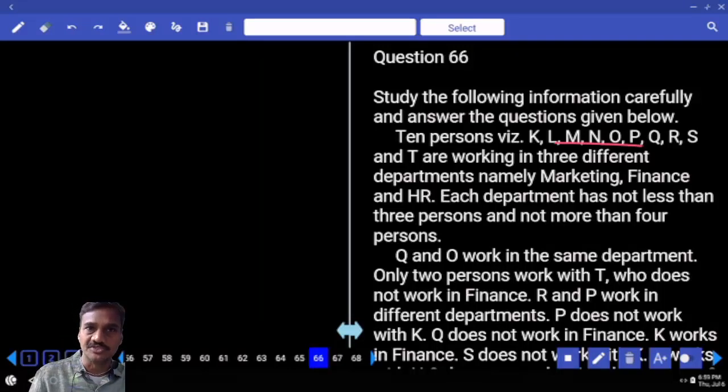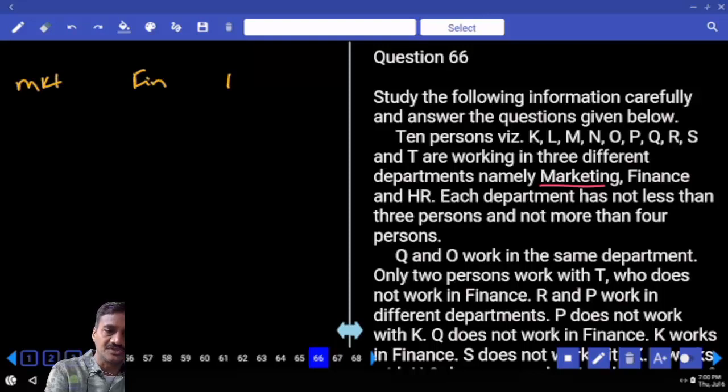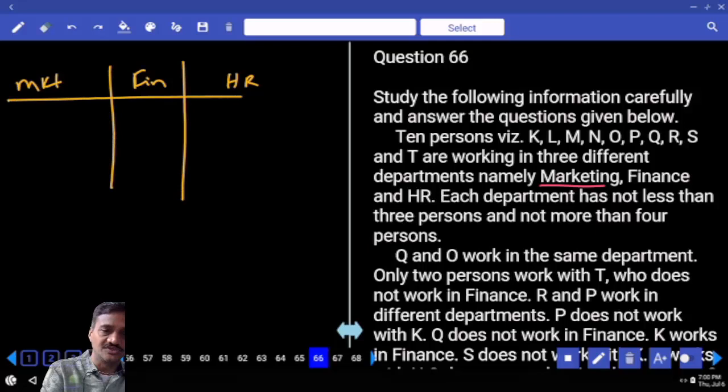More than 1 person is working in each of these departments. Hence it comes under the common parameter distribution category, so we need to divide the diagram according to the distribution given. And what is the parameter here? Marketing, finance and HR.